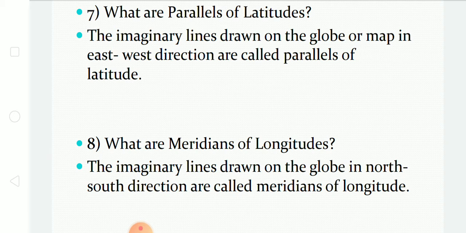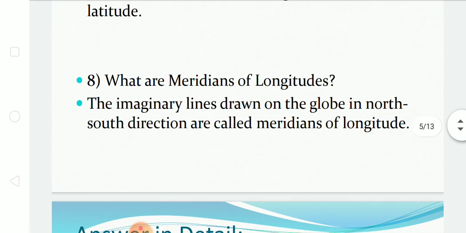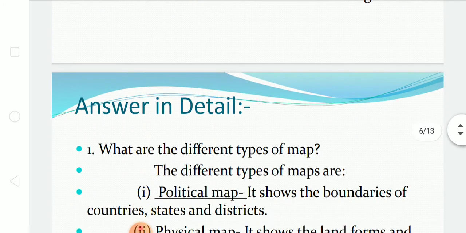In your textbook only 5 questions are given, but we have added more questions so that when you prepare and learn, you can learn more and get more knowledge about that. Just 2 chapters are there for your exam, so some questions are added. Now we will move on to the answer in detail.